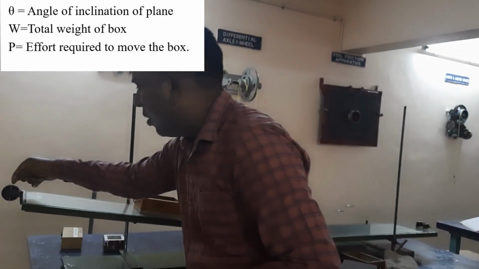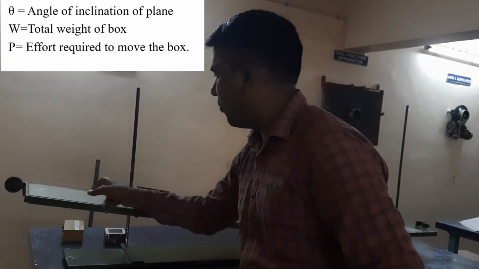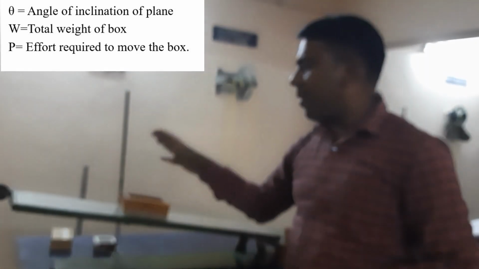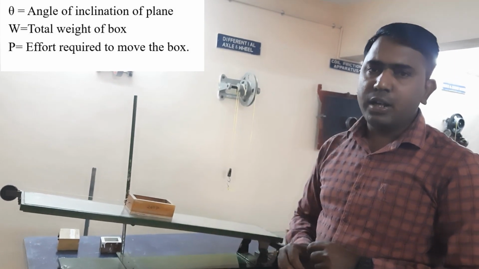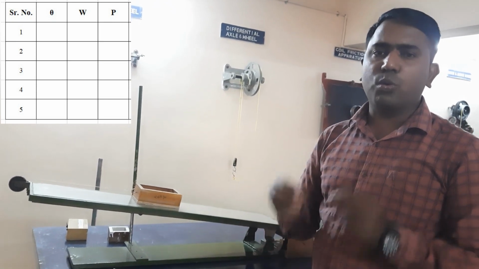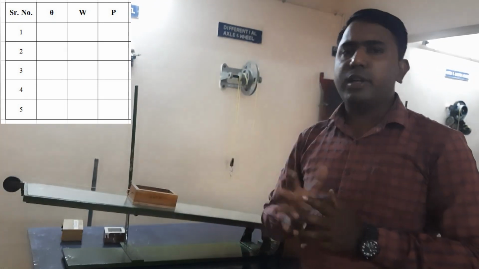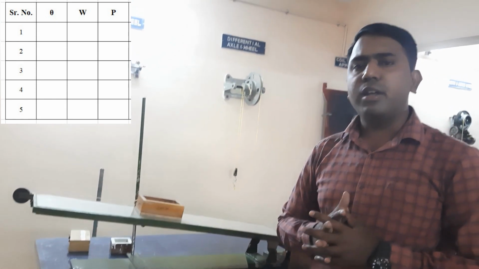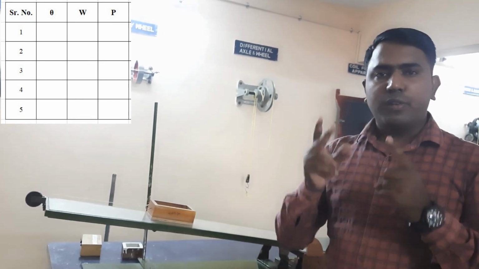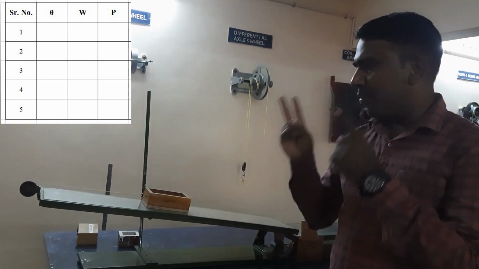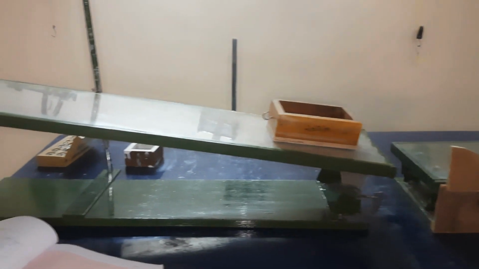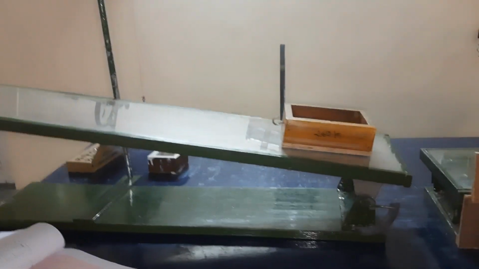Next, we apply the effort with the help of this thread and this pan. We have to measure how much effort is required, and there we also consider the weight of the pan. The weight in the pan plus the weight of the pan is the total effort required to move the box upward, that is P. So theta, W and P, these three parameters we have to measure during the experiment. Now the angle of inclination of the plane, we have said, is 5 degrees.